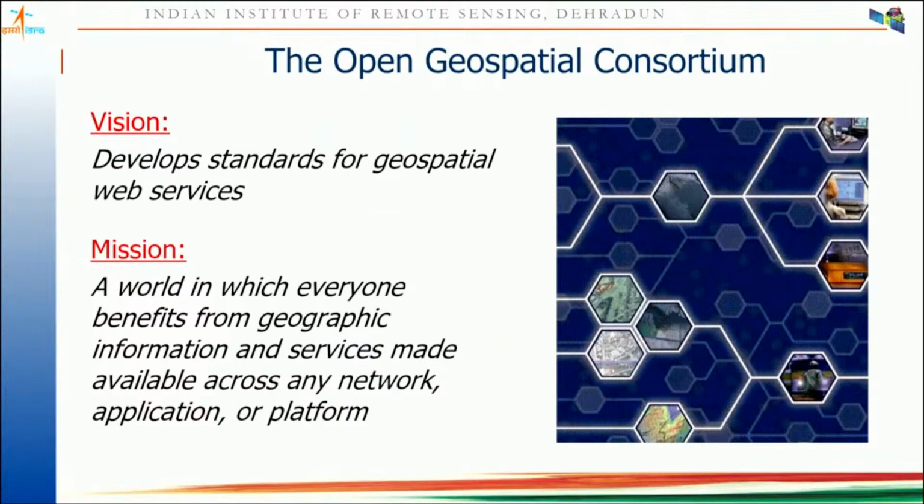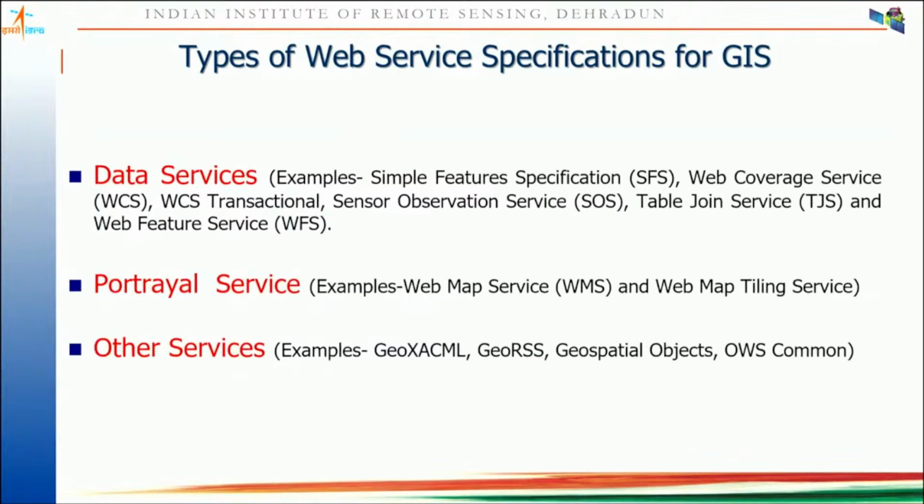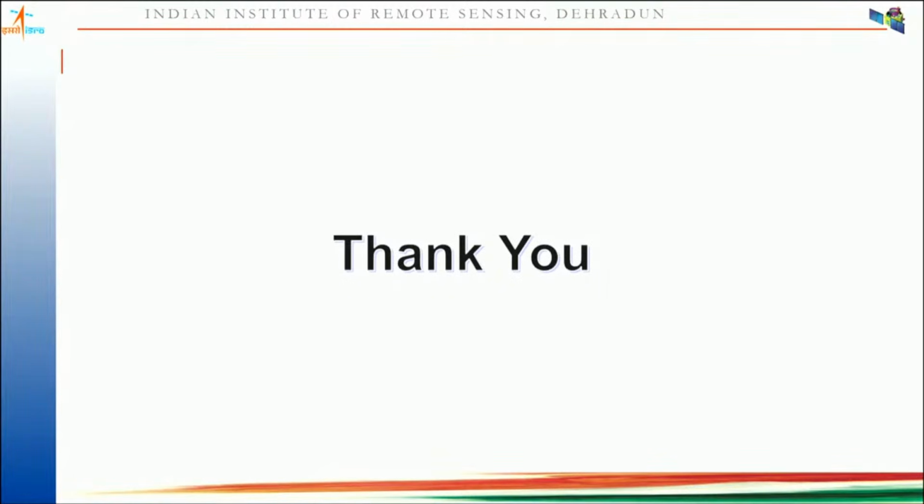The Open Geospatial Consortium is an organization supporting all these activities of online computation or online geocomputation. They have more than 50 web service standards published by OGC, and many software developers of open source or commercial software follow their standards to make their data interoperable for different types of application platforms, programming languages or software development platforms. Some of the top popular service standards are catalog services, processing services, encoding services, data services, portal services, and other services.